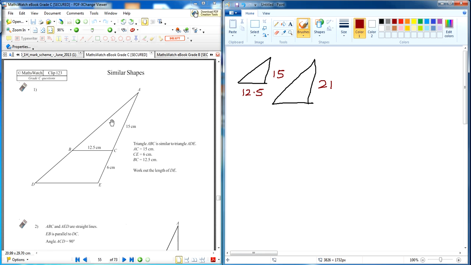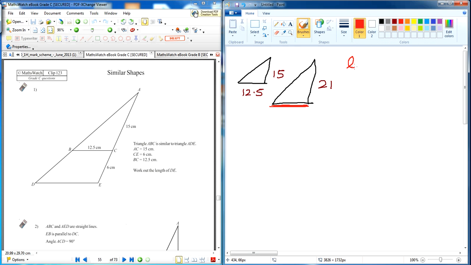Okay, so here's the question that we have on the left hand side. I've done a sketch of it on the right hand side. Now, it says work out the length of DE. Well, DE is this bottom length here. In order for us to work out the length of DE, we need to first establish the scale factor. So let's have a look at how we do this.